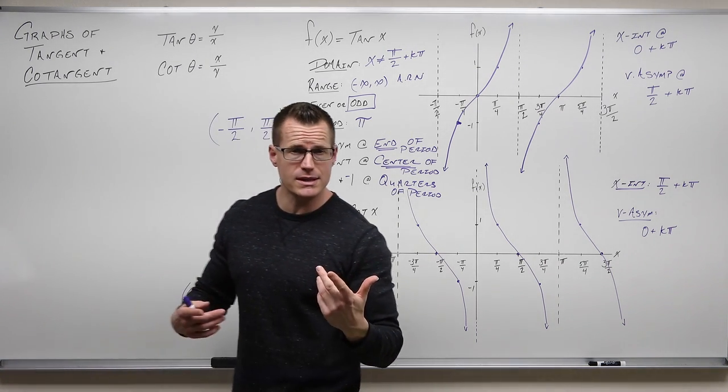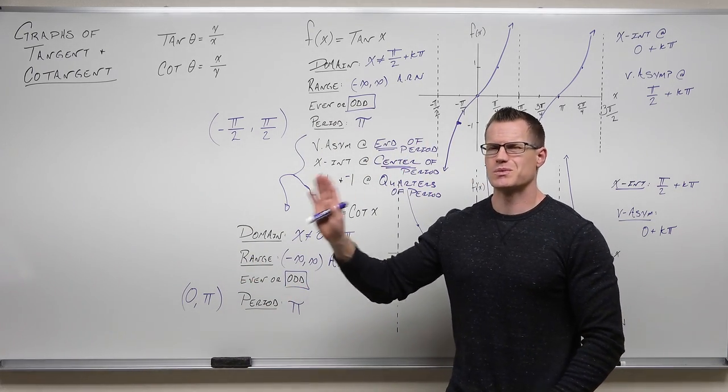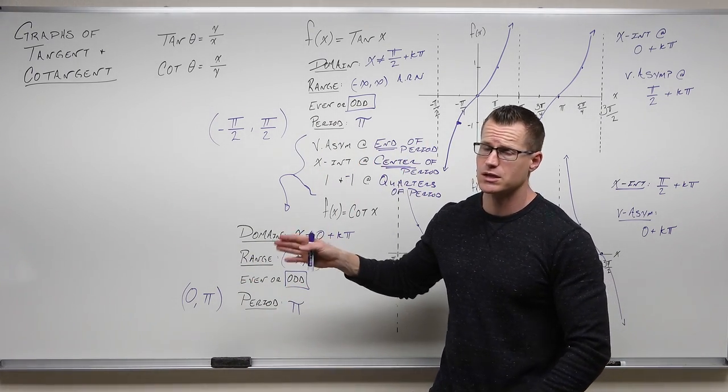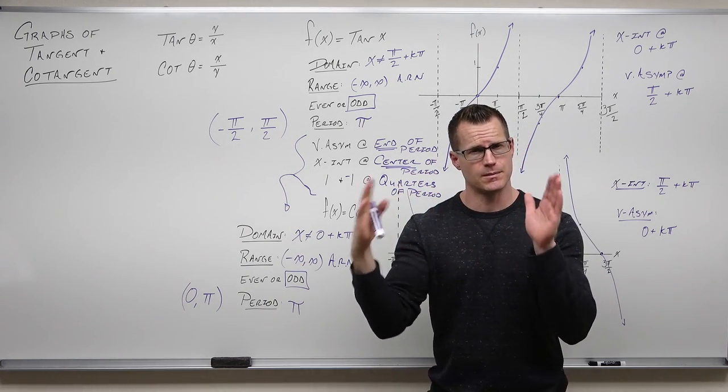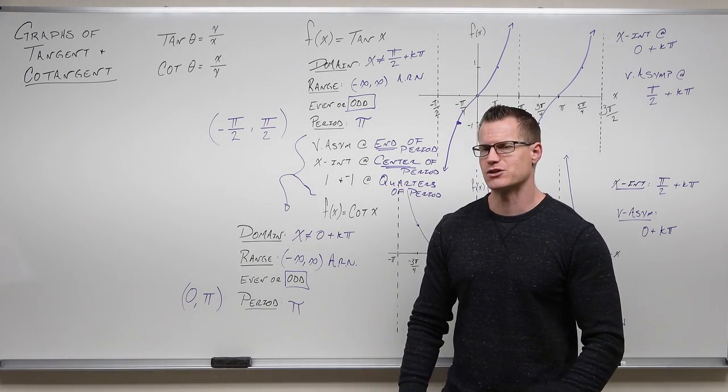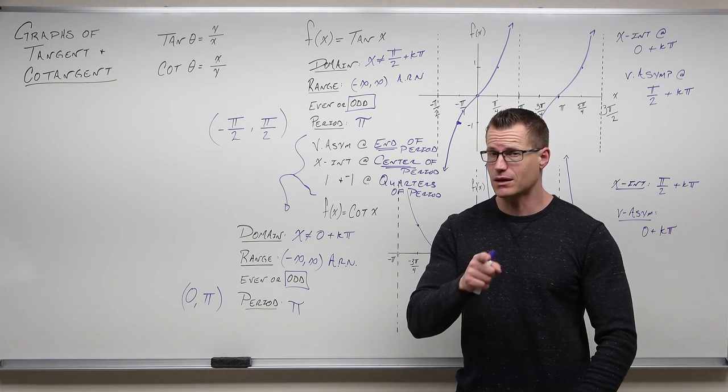So make sure that we're realizing that as we get to the next video, because we need to know where to start. We don't start at 0 like we did for sine and cosine. We start at negative pi over 2. We kind of split 0 with that first period for tangent. Cotangent does start at 0. So we'll take a look at that when we get there.